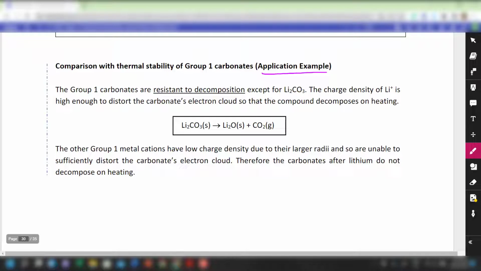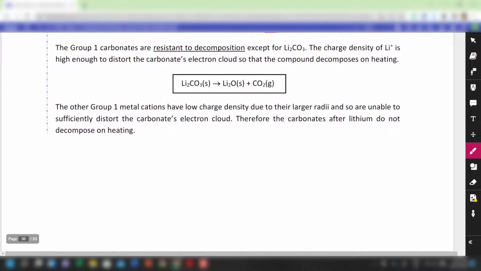Because of that, lithium carbonate, when you subject it to a high enough heat, will decompose to give you lithium oxide and carbon dioxide as given in the equation shown. The rest of the group 1 metal cations have low charge density, so I will not expect them to decompose upon heating. In most cases, perhaps before decomposition occurs, they will have melted. Usually if we have a cation with an anion that is relatively huge, it's basically a battle between whether the compound decomposes first or melts first.